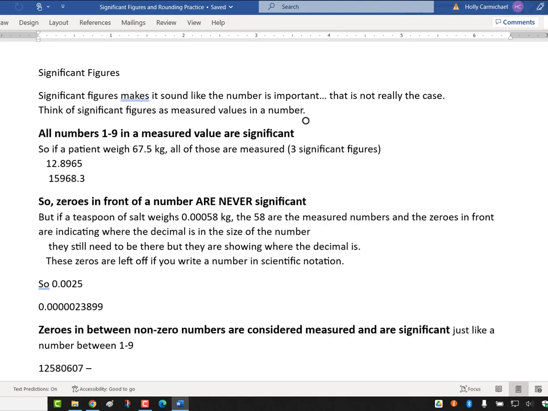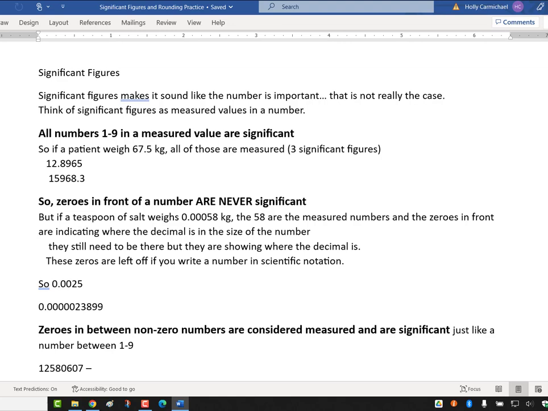So one thing that I think is kind of difficult to understand is when you think of significant, it makes you think it's important, right? So if I think of something significant, it's important to me. Well, significant figures are really just measured numbers. That's the way to think about them. Numbers 1 through 9 are always going to be measured numbers in a value. So if I have a 67.5 kilogram patient, all of those three values are measured.